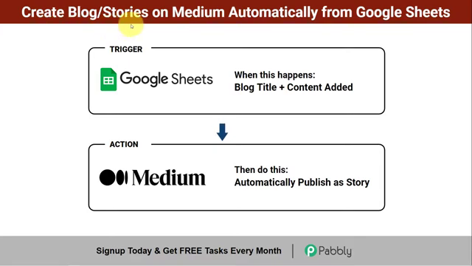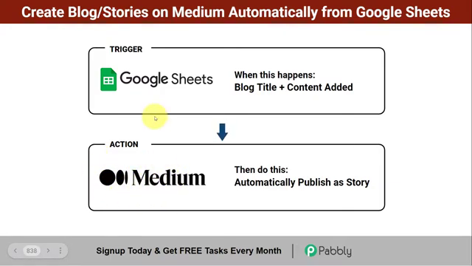How to create blogs or stories on Medium automatically from Google Sheets. So the idea here is we are going to add the blog title and the blog content here in Google Sheets, and it will be automatically published as a story in your Medium account. Yes, you can completely automate your story publishing task directly from the Google Sheets without even accessing your Medium account.